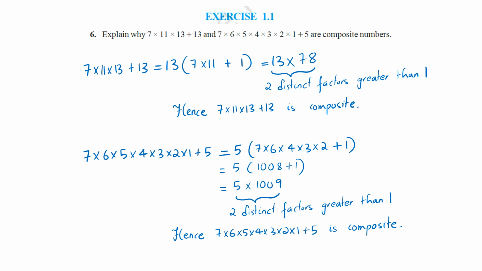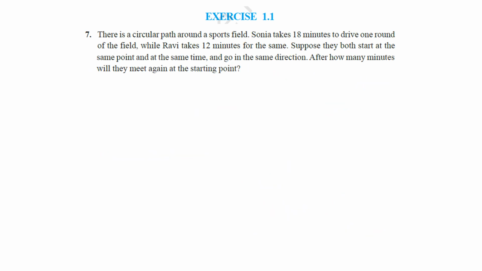Okay, great. So these two are composite numbers. Now let's take a look at a word problem, the 7th question. There's a circular path around a sports field. Sonia takes 18 minutes to drive 1 round of the field, while Ravi takes 12 minutes for the same. So there is apparently a circular path. Let me try to draw it once again. So there's a circular path.